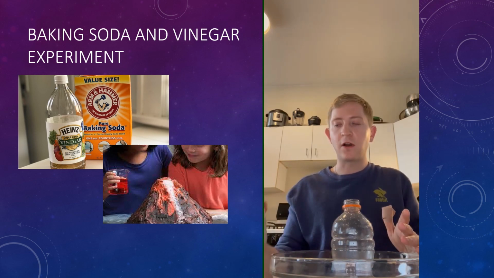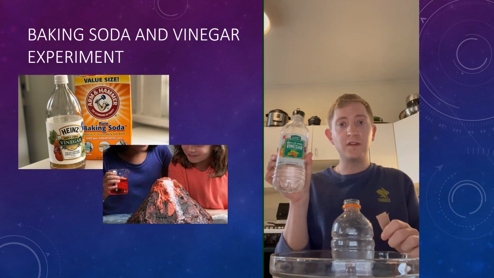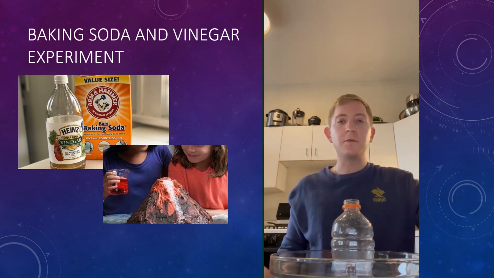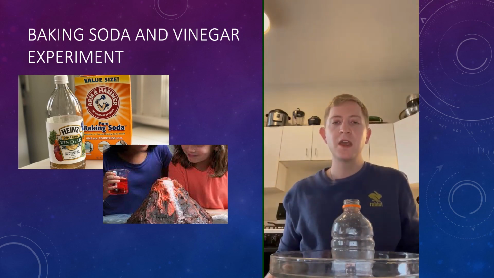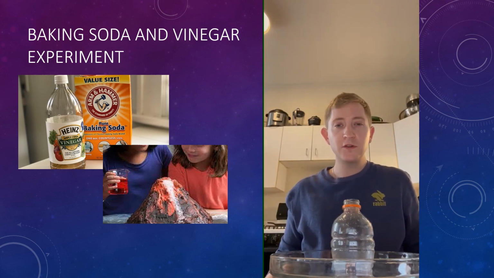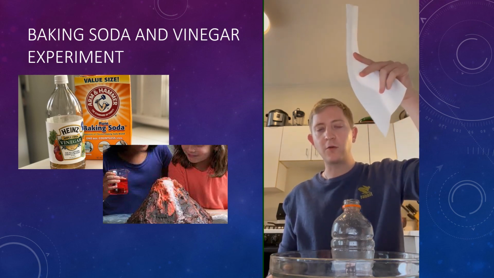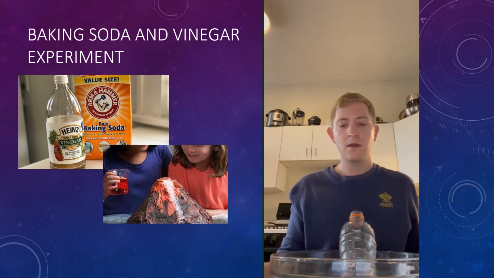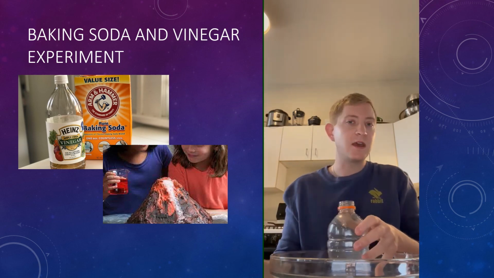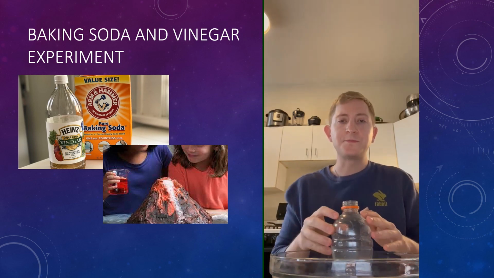So in this case, our acid will be just distilled white vinegar, and then our base will be just some regular household baking soda. So the instructions are pretty straightforward for this experiment. So we are just going to be adding some baking soda to a paper towel, putting that paper towel into a bottle, adding some vinegar, and then reporting on what happens.